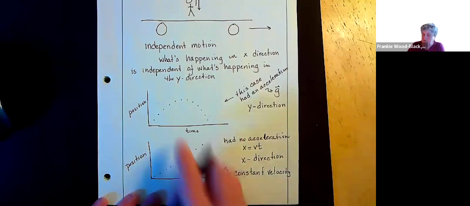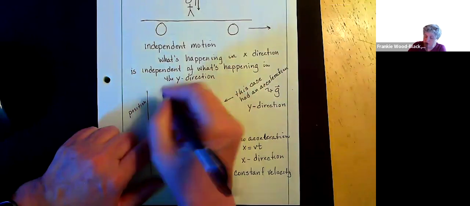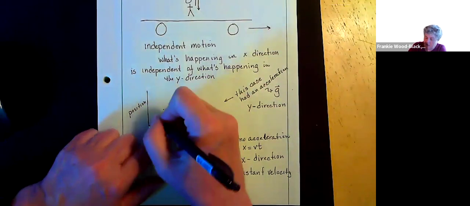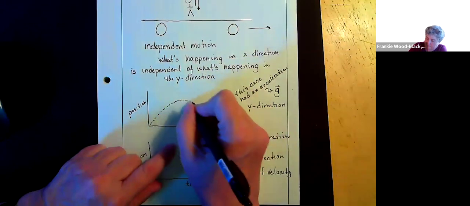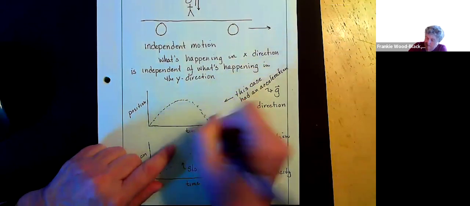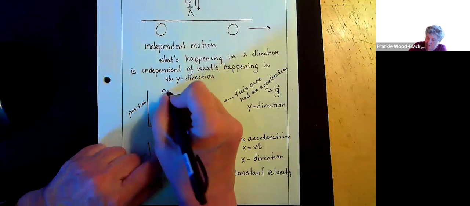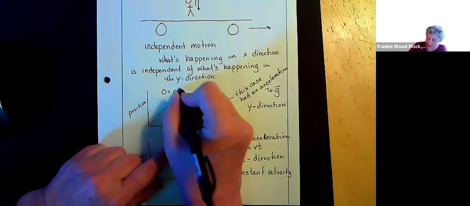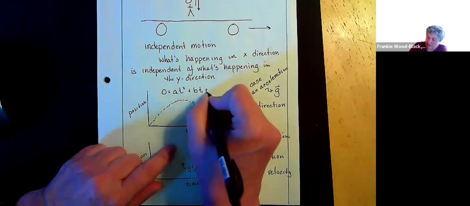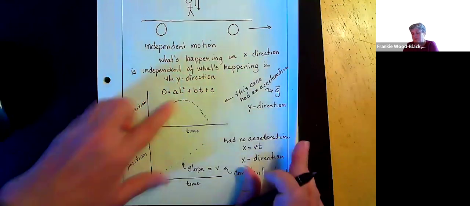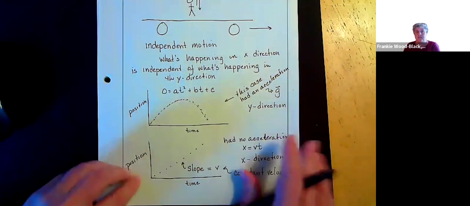Now this one, we could write our equation of our curve here, which you guys got. This would say 0 is equal to some value A times time squared plus some value B times time plus some value C. So that's the equation of this line that I got. So let's look at that for a second.